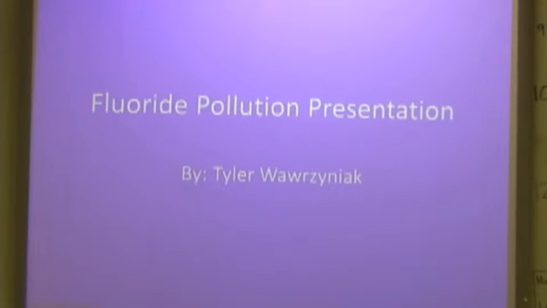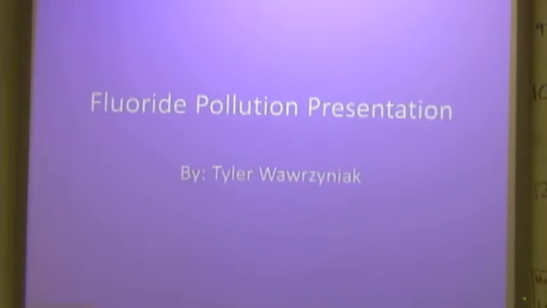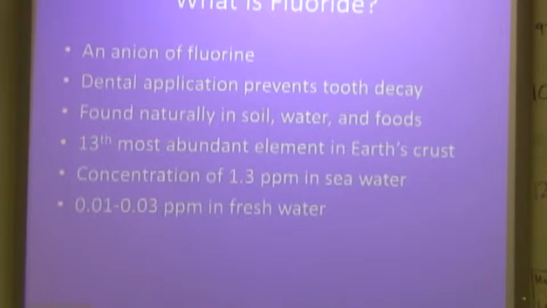I'm doing a presentation on fluoride pollution. Basically, fluoride is an anion, written as F minus. Most dentists use it today to prevent tooth decay, so whenever you go to the dentist's office, they put fluoride on your mouth. It's found naturally in soil, water, and foods, and it's actually the 13th most abundant element in the Earth's crust.